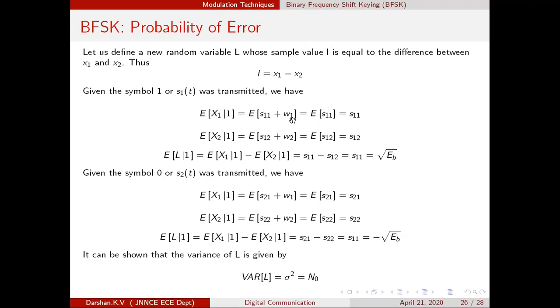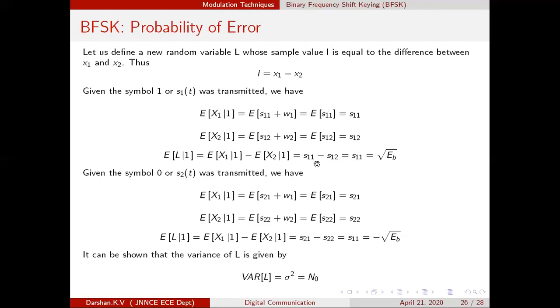Now if you observe, the mean of the noise is always 0. So E of S11, S11 is a constant quantity. The mean of a constant quantity is always the same, so S11. Similar explanation could be given for this. It is S12. So finally, E of L is equal to the difference between the two, S11 minus S12.